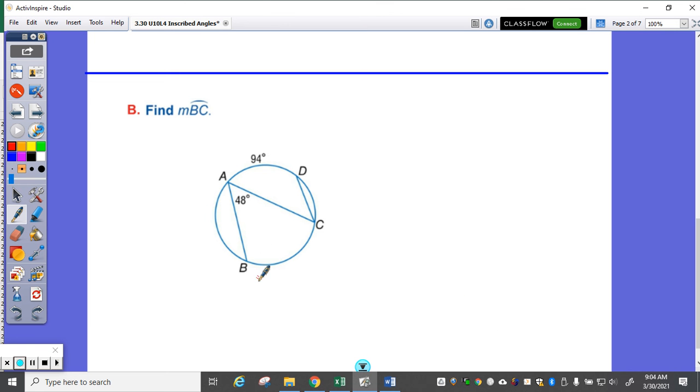Braden, what's the measure of BC? Yes, arc BC. 96. Very good. You understand how it's 96? Because again, this is the angle, this is its arc. The arc is twice the angle. So 48 times 2 is 96.